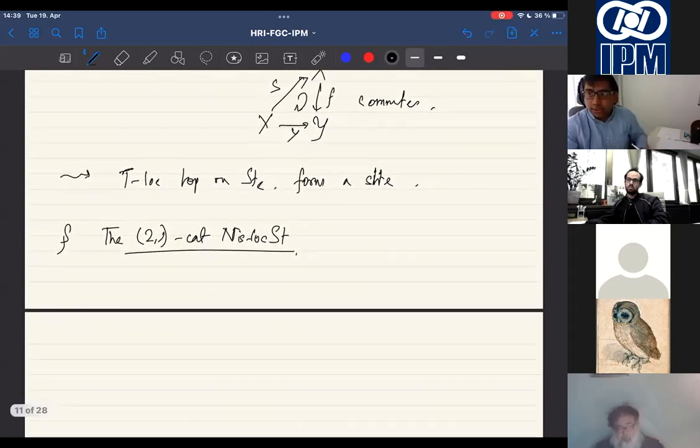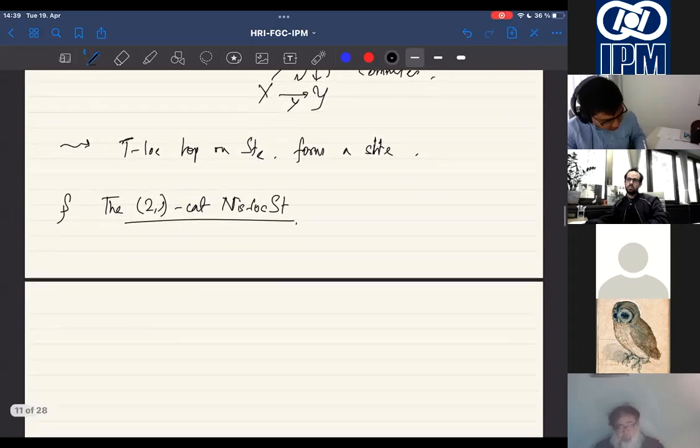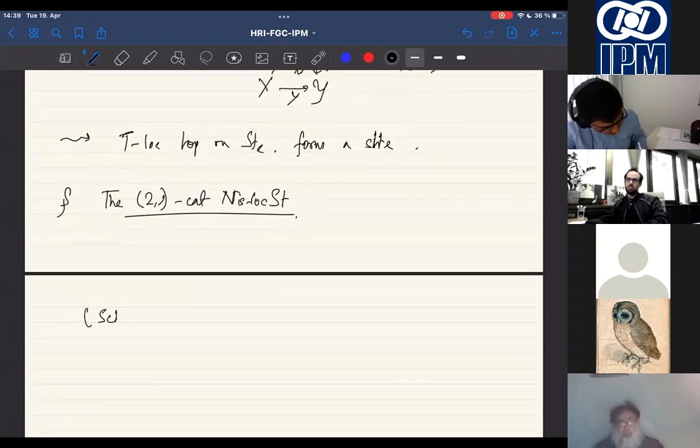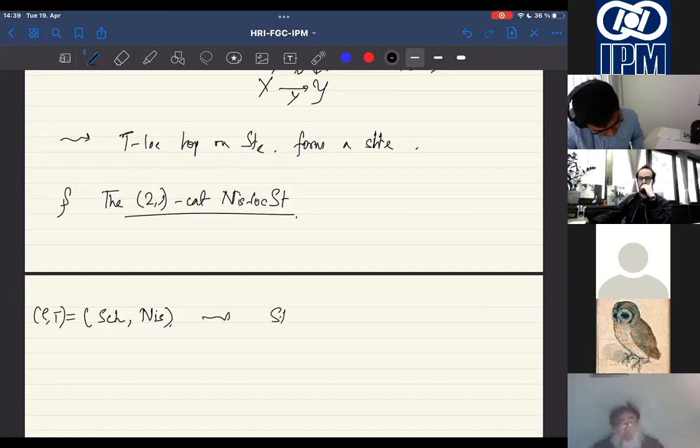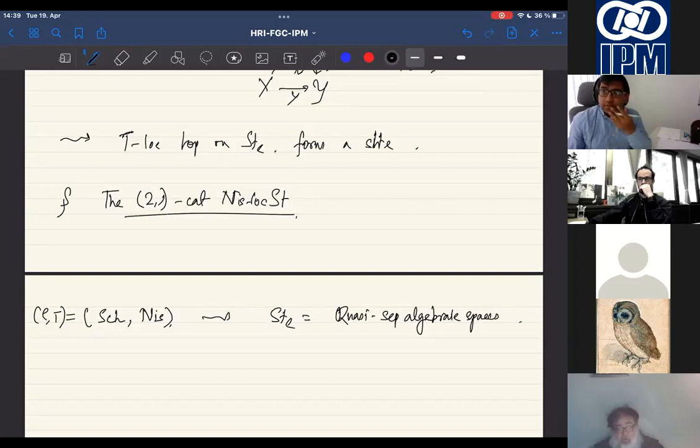So how do I define this? Somehow, as you might have guessed, I start with schemes and the Nisnevich topology that I want to consider. If this is my C and tau, then I can consider my STC to be the category of all quasi-separated algebraic spaces. This I didn't mention.